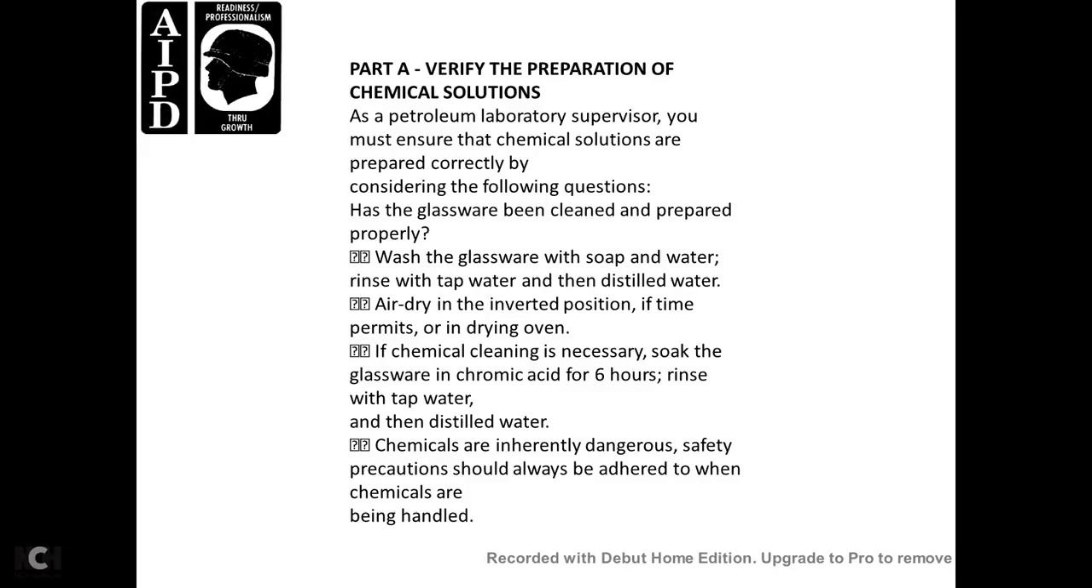Is the glassware being cleaned and prepared properly? Wash the glass with soap and water, rinse with tap water and then distilled water, air dry in the inverted position, or use a drying oven. Is chemical cleaning necessary? Soak the glassware in chromic acid for 6 hours, then rinse with tap water and distilled water. Chemicals have inherent dangers, and safety precautions should always be adhered to when chemicals are being handled.